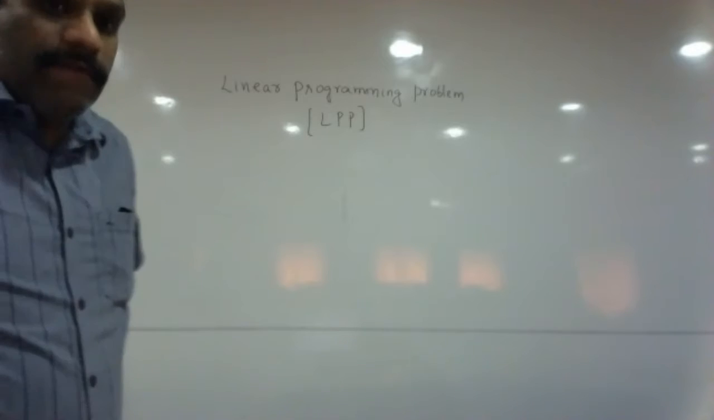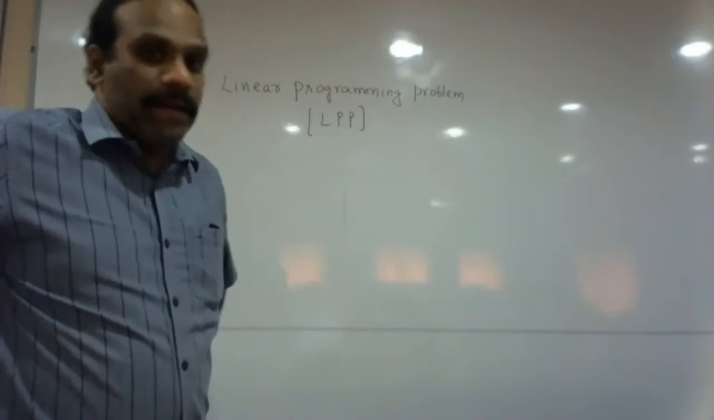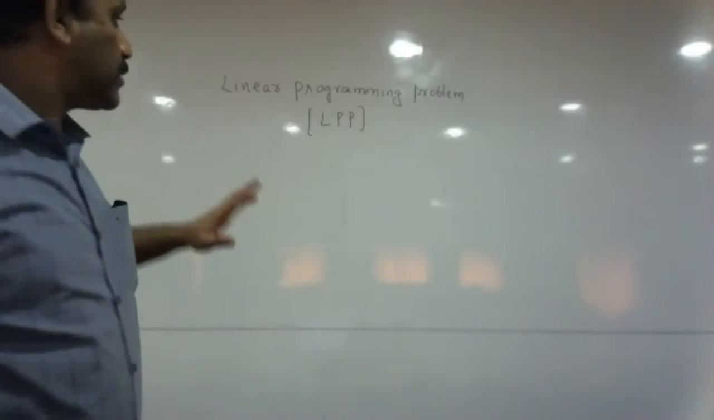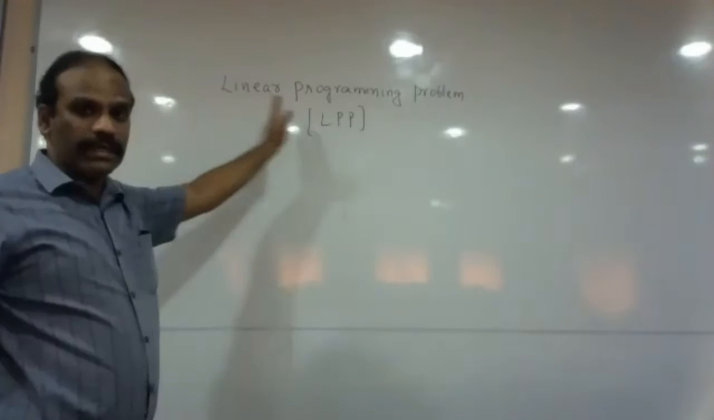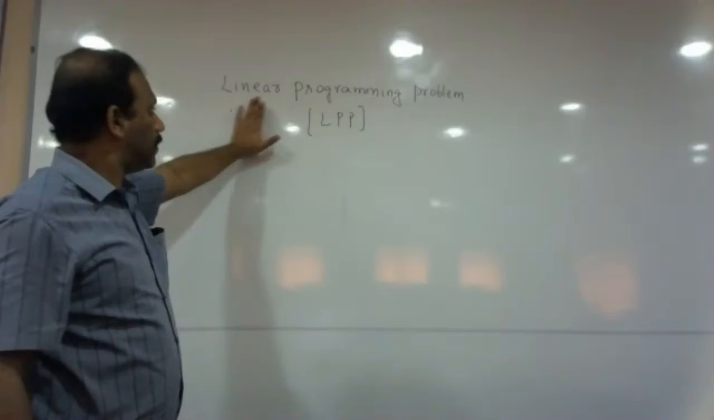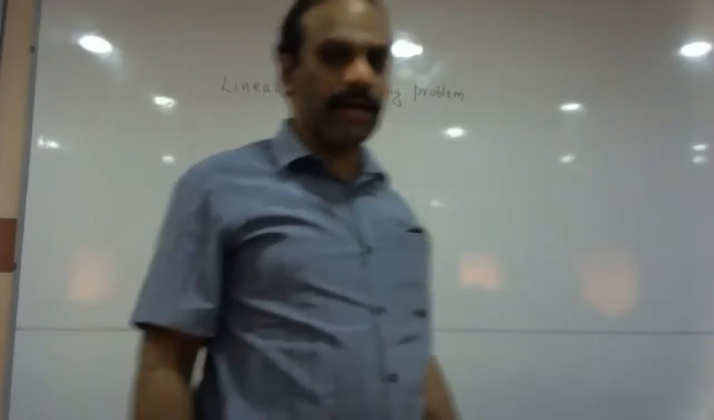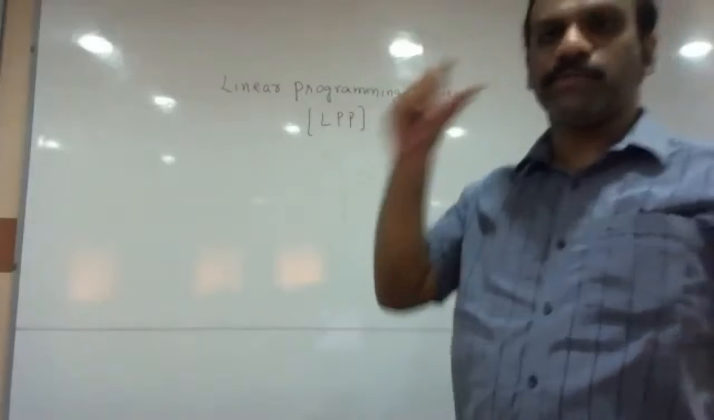If you look at this particular heading or chapter name, linear programming problem, you can see this is a combination of three different words: linear, programming, and problem. Let's try to understand what exactly each of these words signifies.